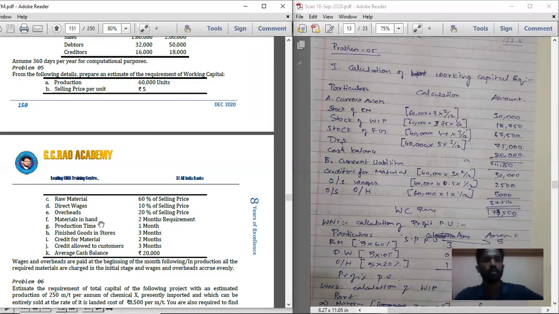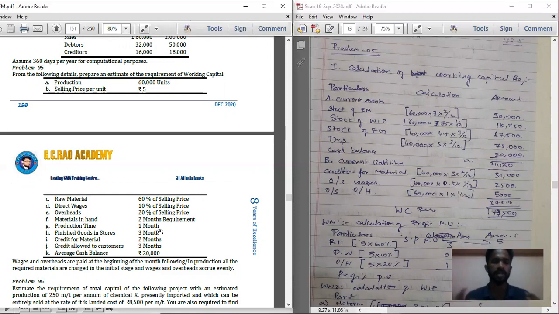And what they have given is materials in hand. Raw material stock should be 2 months requirement. Production time, that is work in progress, is 1 month. Finished goods is 3 months. Credit for material, that is credit from creditors, is 2 months. Credit allowed to customers, that is debtors, is 3 months. And average cash balance required is 20,000.